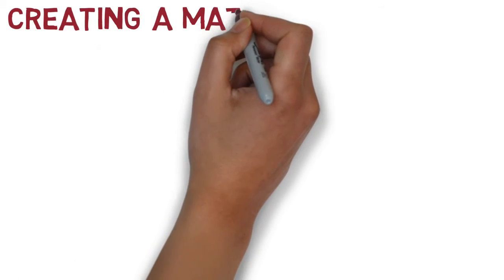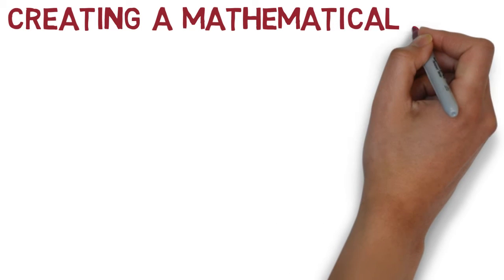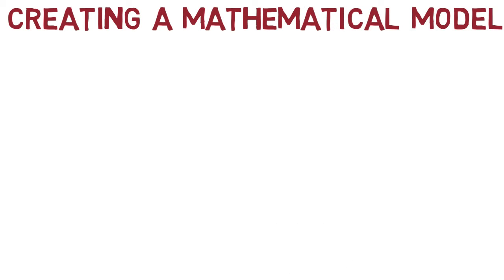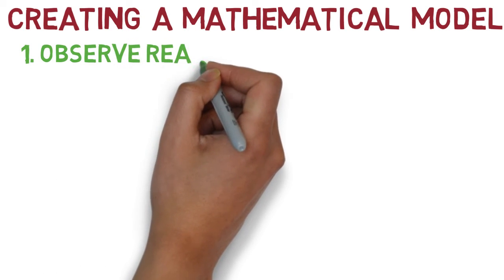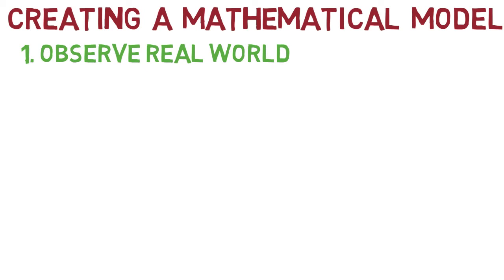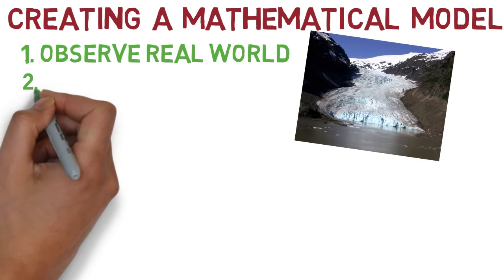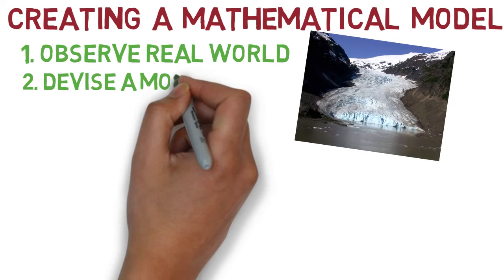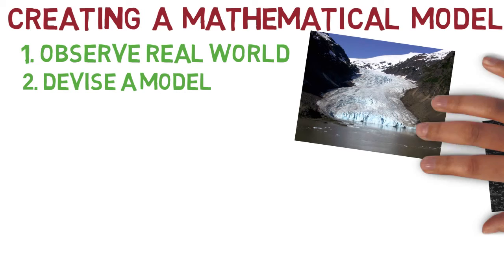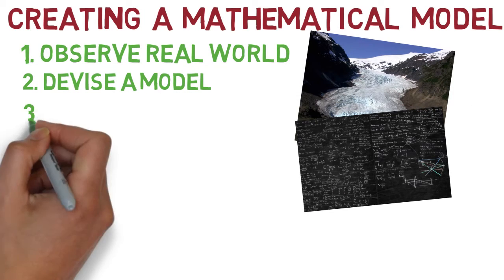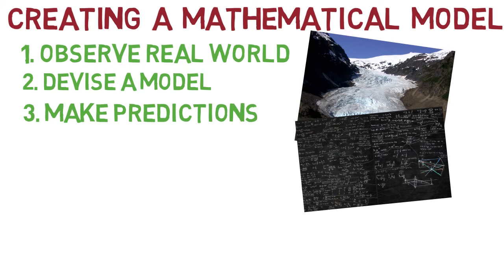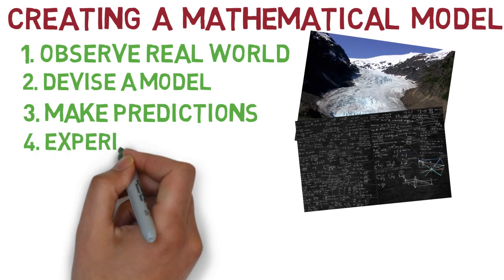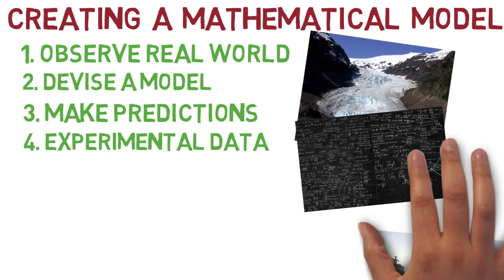But how do we go about creating a mathematical model? This process can be split into 7 steps, which go as follows. The first step is observing the real-world situation and deciding what aspects of it we want to model. In the second step, we devise a mathematical model, using pure mathematics or probability to simulate the real-world situation. In the third step, we use the model we created to make predictions about the real-world situation that we earlier observed. In the fourth step, we collect experimental data from the real-world situation.